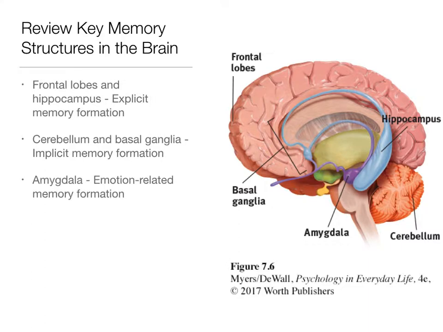Amygdala. The amygdala is involved with emotion-related memory, and we'll talk about that a little bit more too. You can see here the amygdala is this purple area. It's also older. It's going to be part of that limbic system as well, and so it also is something that we can see in animal models.